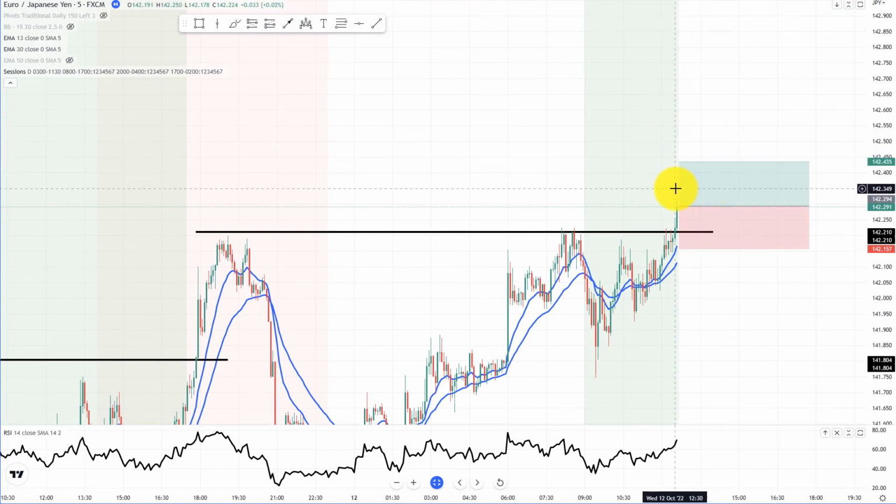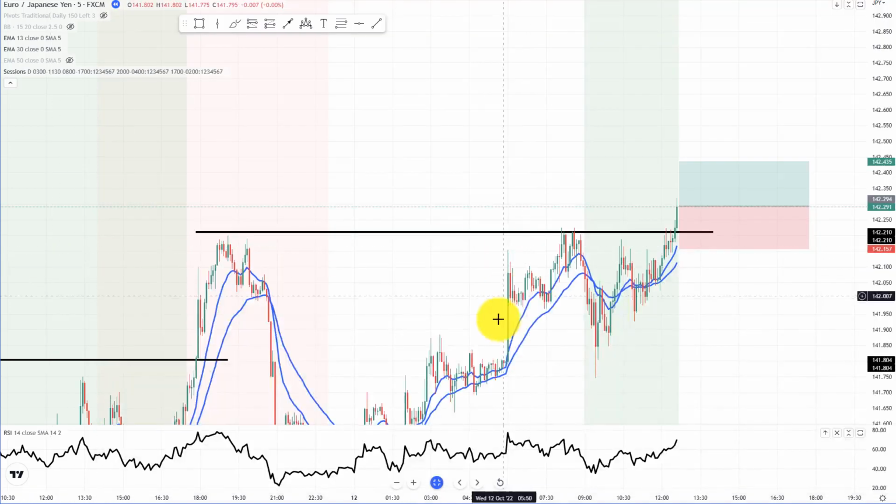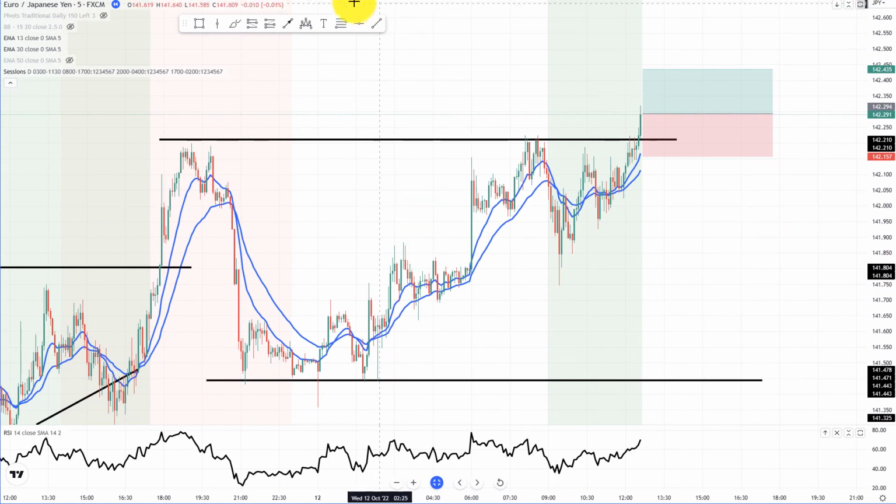This is now the 12th at 12:30. 12:10 at, well, 12:30. And this is more of a continuation because we are continuing the Asian trend. During the Asian session, we only moved from the low to the high, so that's definitely a trend during Asia. And we'll see.